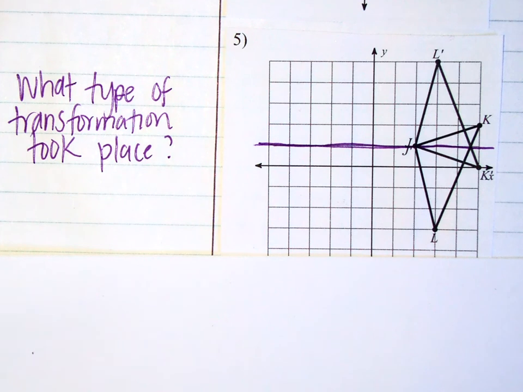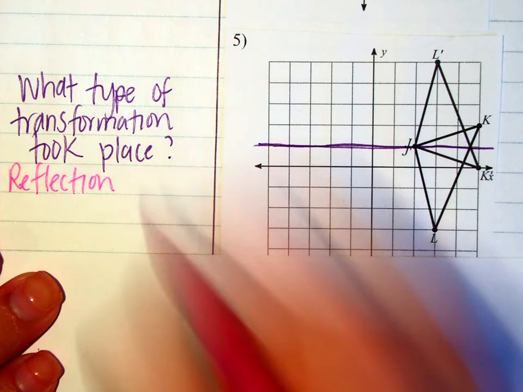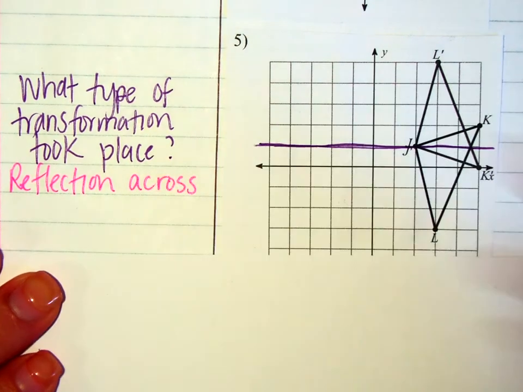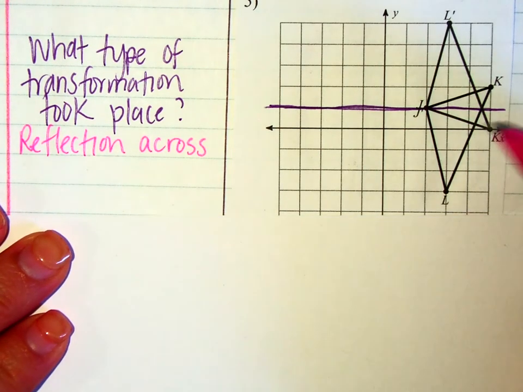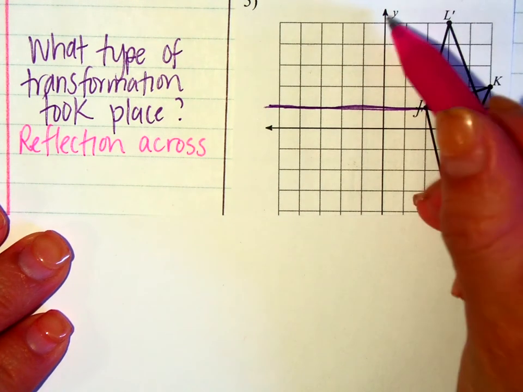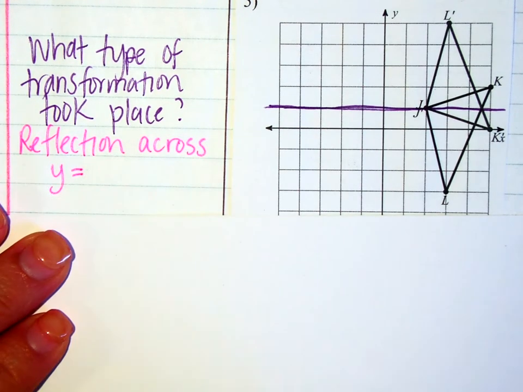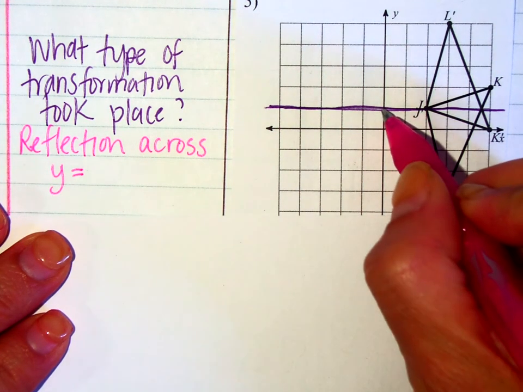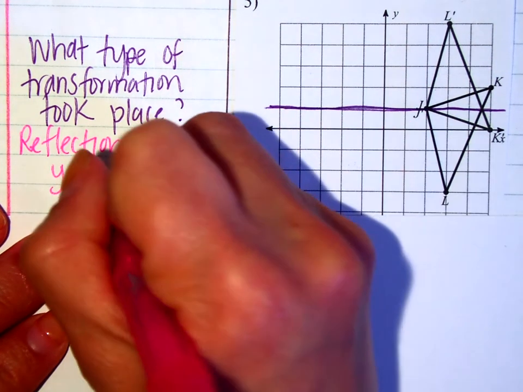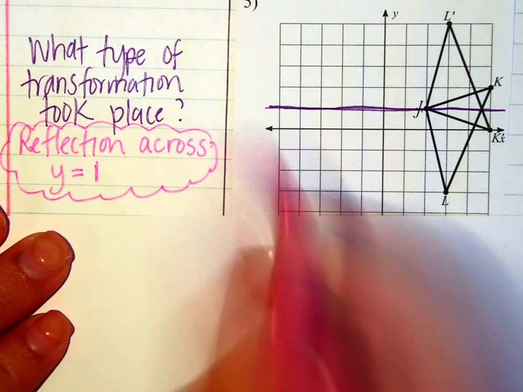Now we actually have to tell what line that is, okay? So this is a reflection, and we have to see across what, okay? And what line is it? Well, it looks like I am crossing the y-axis, so that gives me a clue that it's going to be y equals something. And now I need to figure out, well, what is the something? So I know this is 0, so this is where y is 1. So we found the transformation that took place, which was a reflection.